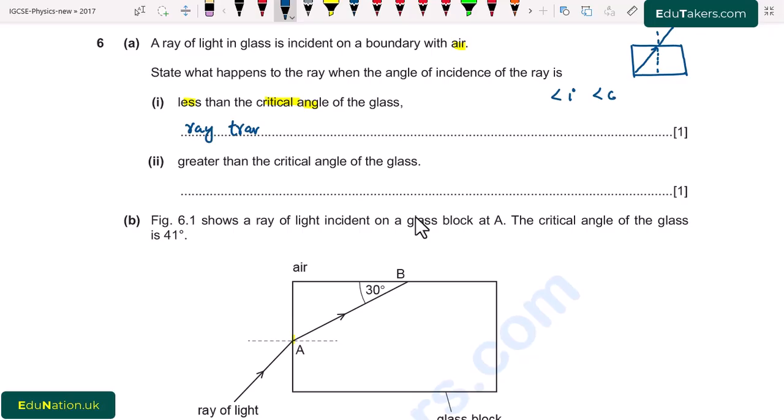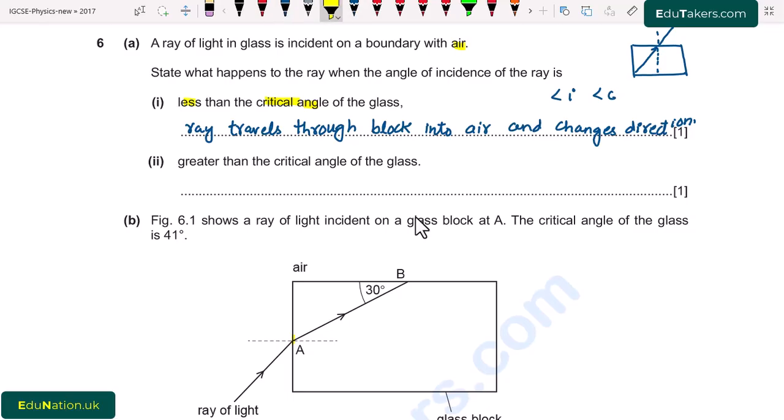Ray travels through block into air and changes direction. Or we can simply write here that refraction. It's up to you.